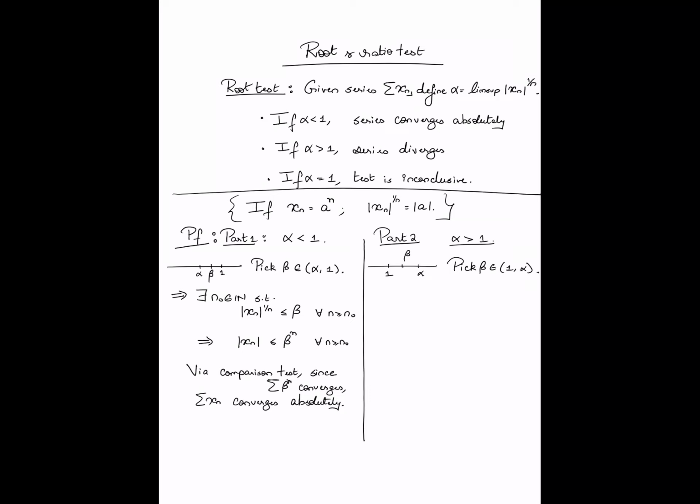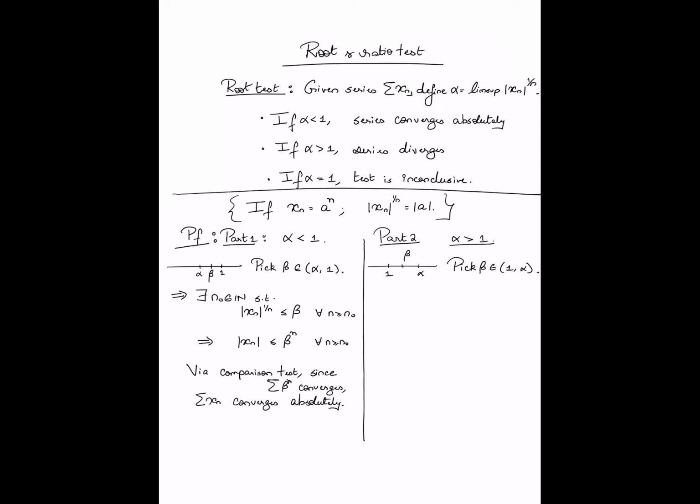Okay, now what is the feature of this beta? Yes, it is larger than 1 and it is a number which is smaller than the limsup. Okay, now what is the consequence of this? It is no longer true that every element of the sequence mod xn raised to 1 by n does not exceed beta beyond a certain threshold. However, you are guaranteed that there exists a subsequence along which this behavior holds.